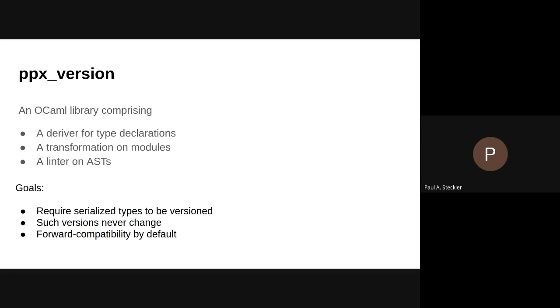Types in Ember is about our library that we've written called PPX version. It's an OCaml library with three different pieces. One piece is a deriver for type declarations. We also have a transformation on modules and a linter on abstract syntax trees. The goal of this library is for us to be able to version serialize types, and when we've done that, those versions never change over time.